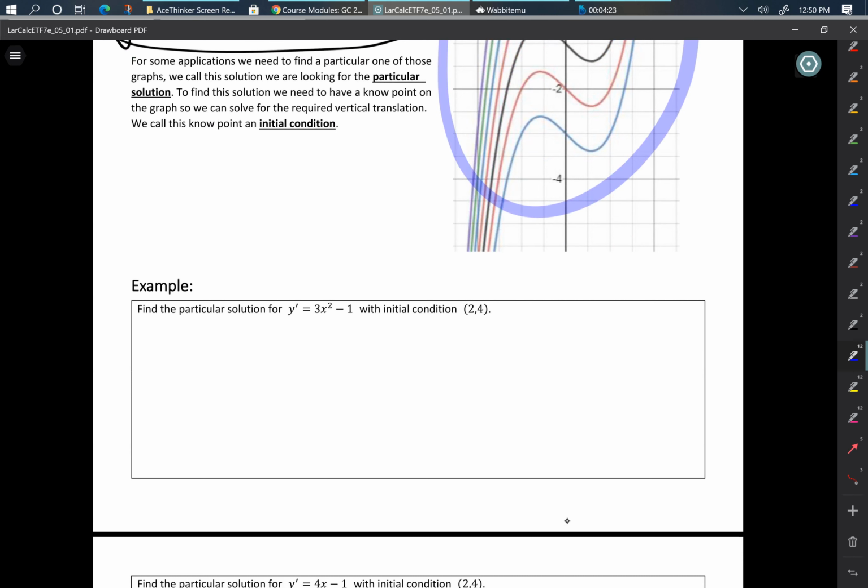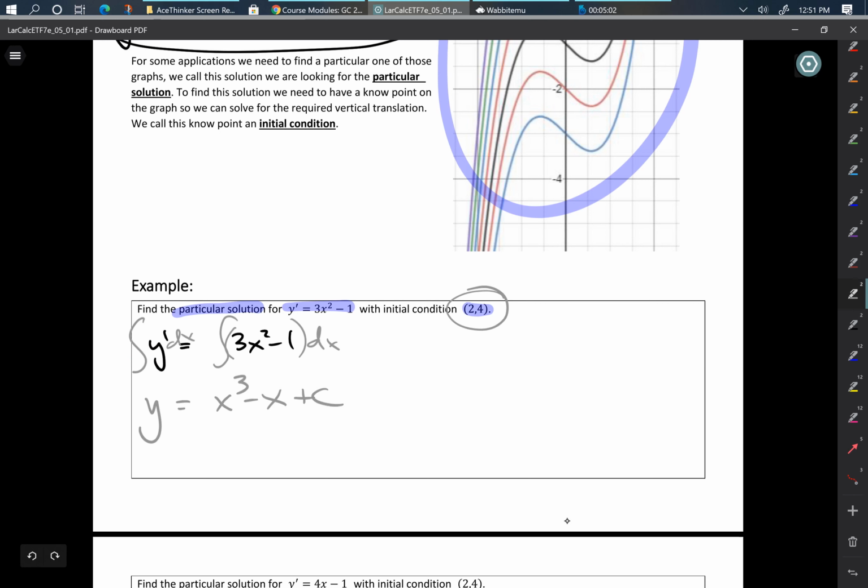Our job is to find the particular solution for the first-order differential equation y prime equals 3x squared minus 1 with the initial condition (2, 4). Hey, this is just the problem we are working with. Right? If y prime is equal to 3x squared minus 1, then I will integrate on the left with respect to x. I will integrate on the right with respect to x, and that will give me y is equal to x cubed minus x plus c.